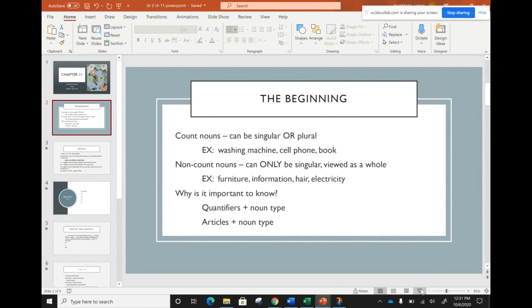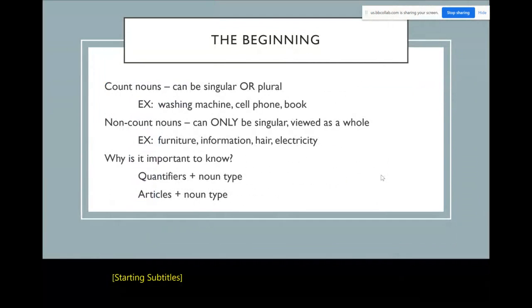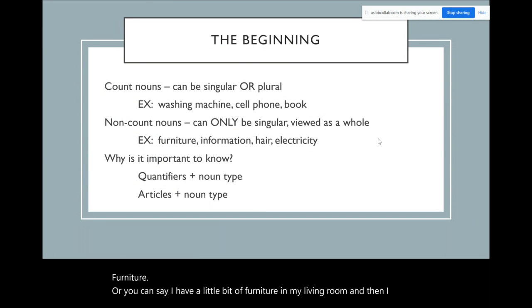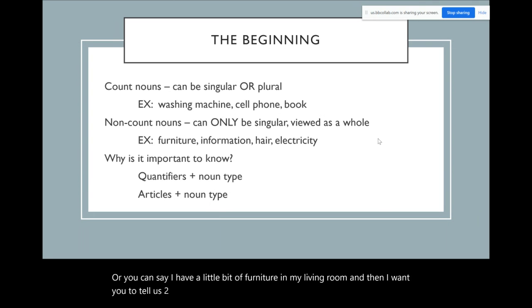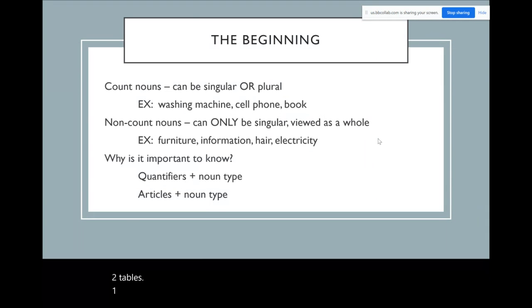So let's practice. Who wants to practice what I just did? I said, I have a lot of furniture. Or you can say, I have a little bit of furniture in my living room. And then I want you to tell us 2 or 3 count nouns. I have 2 tables, 1 chair, and 3 lamps. Who wants to try it with furniture?